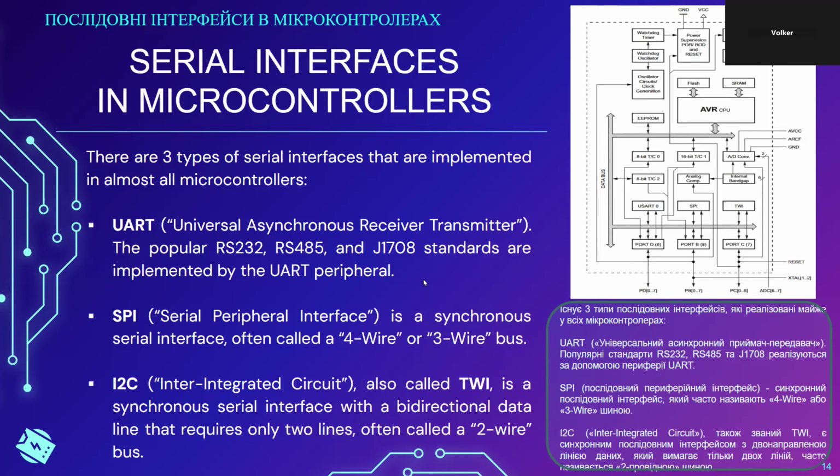The SPI bus or interface is a synchronous interface. Usually it's called a 4-wire or 3-wire bus. We're talking about the SPI, we're going to talk about it. The I2C, inter-integrated circuit, also called the 2-wire interface, is a synchronous serial interface with a bidirectional data line. It only requires 2 lines, often called a 2-wire bus.